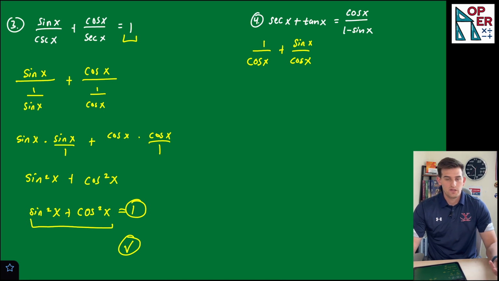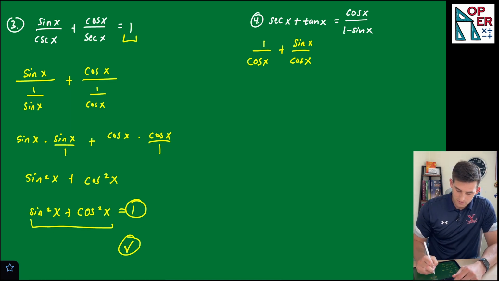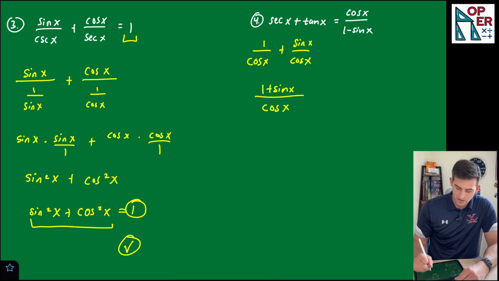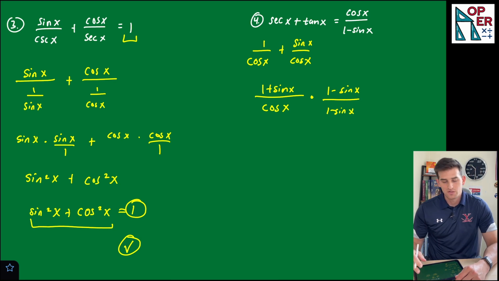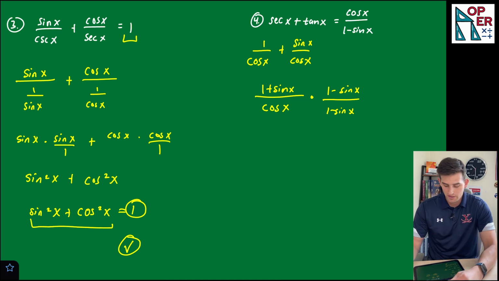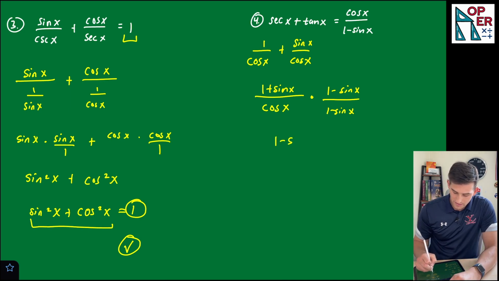Okay, so now if we put those together as one fraction, we would have 1 plus sine of x over cosine of x. So similar to what we did on number 1, let's multiply by the conjugate here. So let's do 1 minus sine of x over 1 minus sine of x. So in the numerator, we have our sum and difference pattern. It's going to end up being a squared minus b squared. So this is going to give us 1 minus sine squared of x.